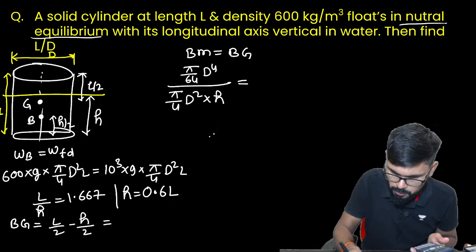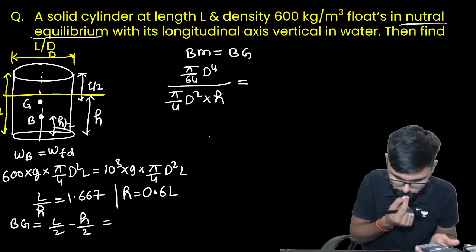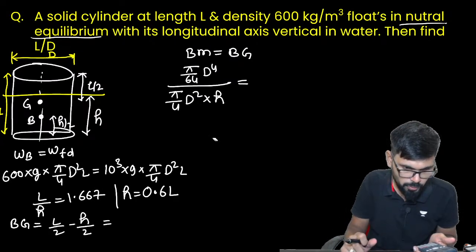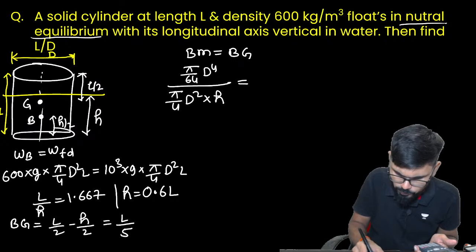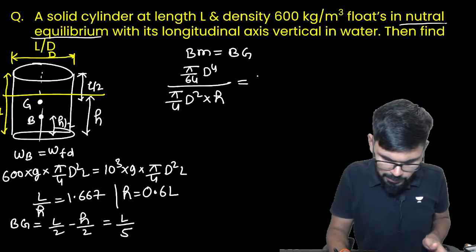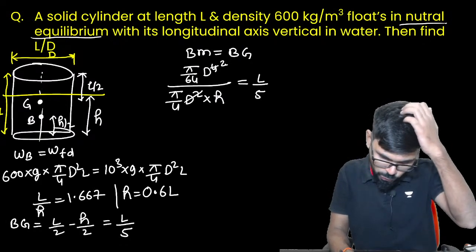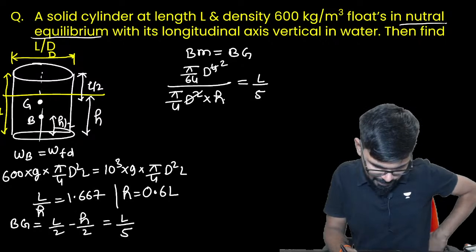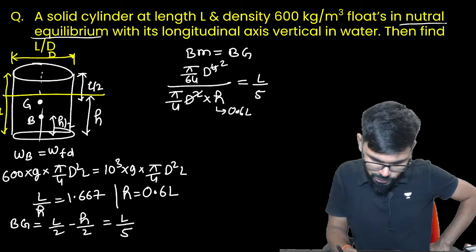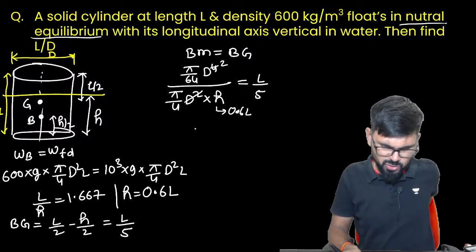0.4 by 2 is 0.2, or 1 by 5 also I can say, L by 5. No problem. So BG value is coming L by 5. Now here d square cancels, and square comes here. In place of h I am writing 0.6 times of L. So you just do it.